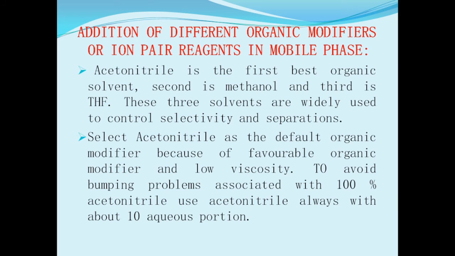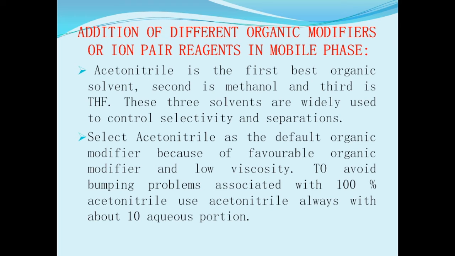Next, addition of different organic modifiers or ion pair reagent in mobile phase. Acetonitrile is the first best organic solvent, second is methanol and third is THF, tetrahydrofuran. These three solvents are widely used to control selectivity in separations.